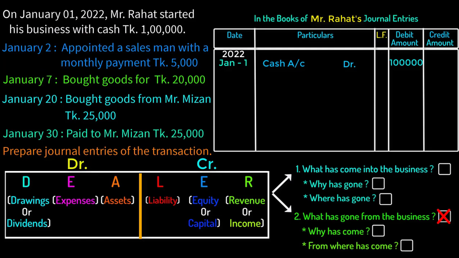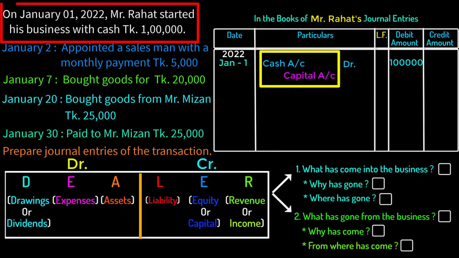I have already told you that whatever the owner gives will be regarded as capital, and whatever the owner takes will be regarded as drawings. Therefore, as the owner gave the money, capital will be the name of the other account. Write here capital account. Ultimately, you have got two accounts that are involved with this transaction.